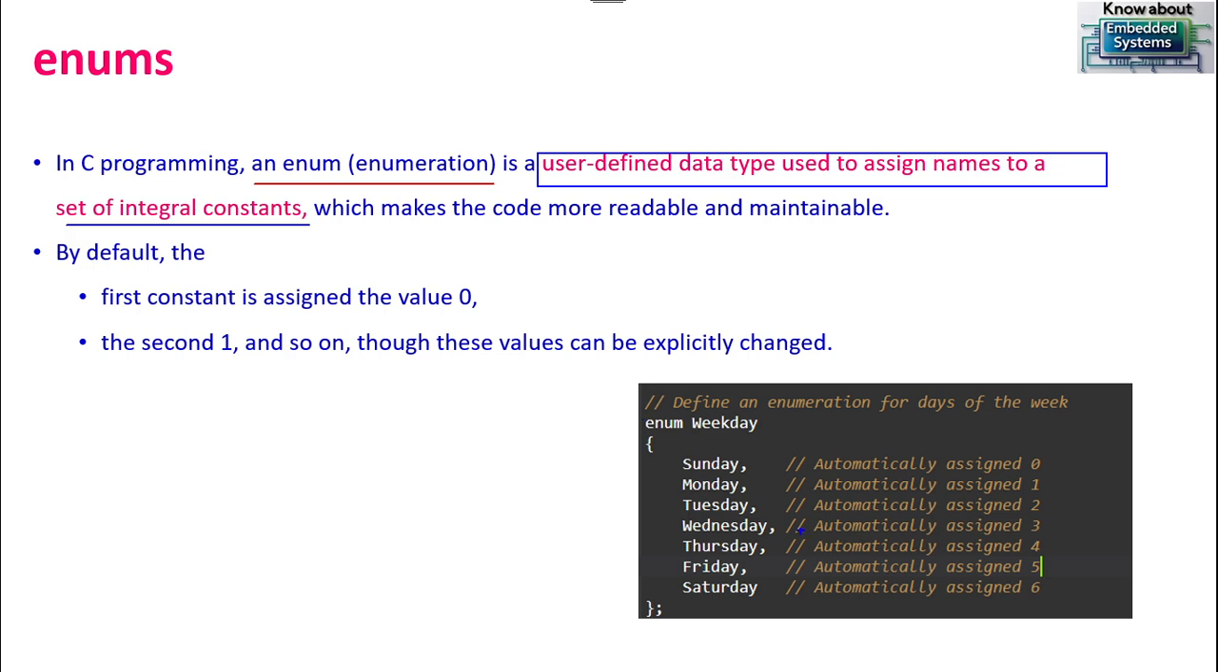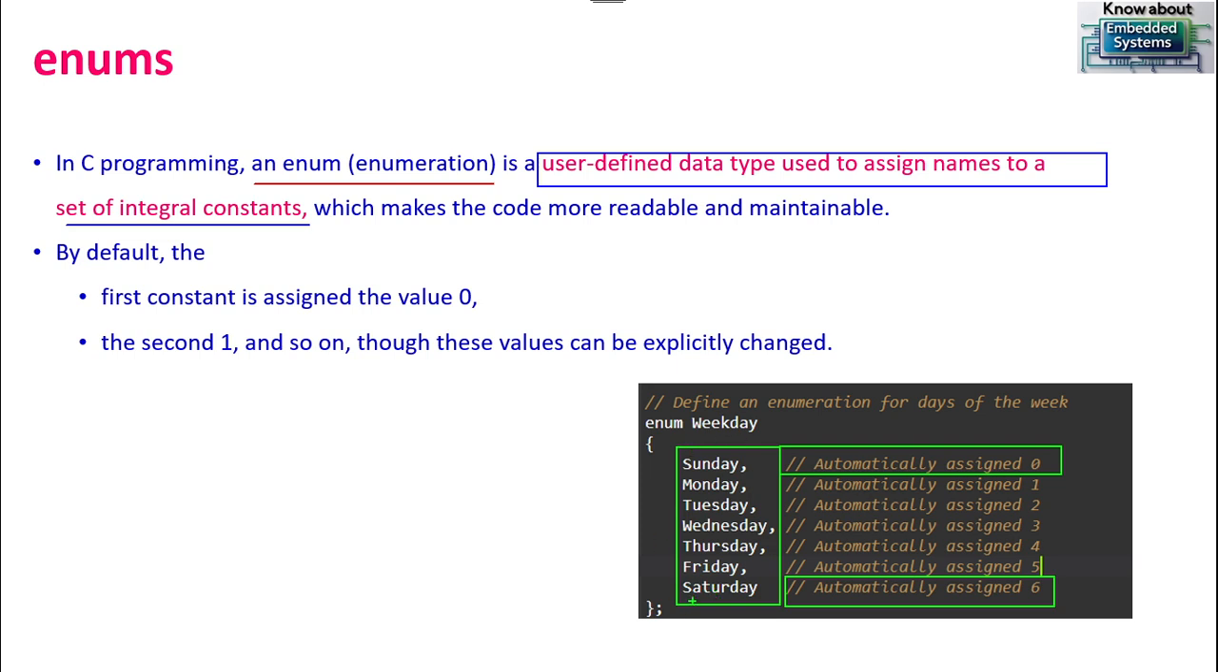That means if we have names, let us consider an example here. I have considered weekdays, nothing but Sunday, Monday, Tuesday, and up to Saturday. And for these names, your enums will assign numbers like this. Sunday will have 0, Monday will have 1, and up to Saturday will have 6. Like this, enums are used to assign integral constants to the names.